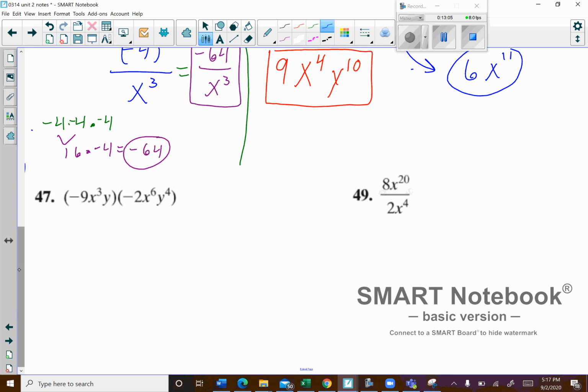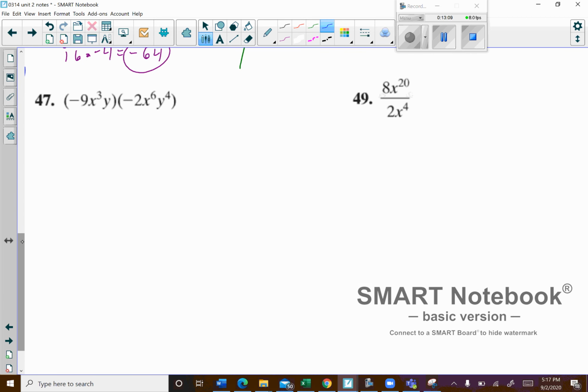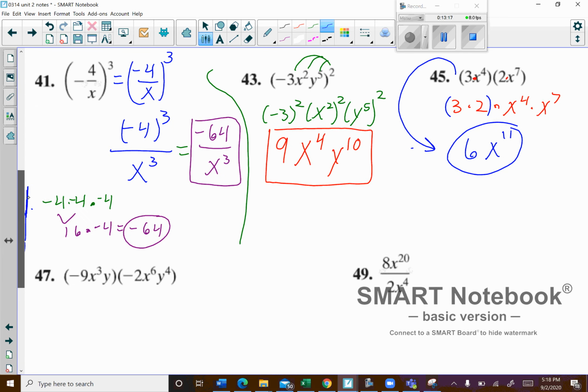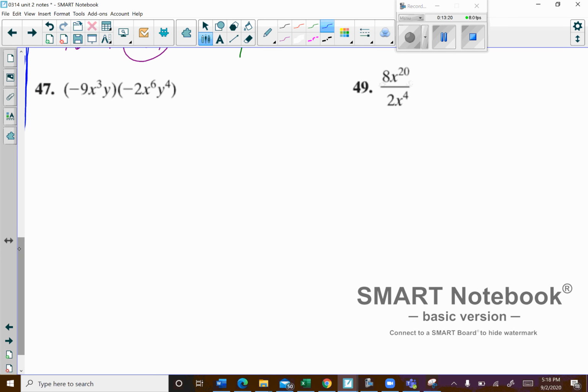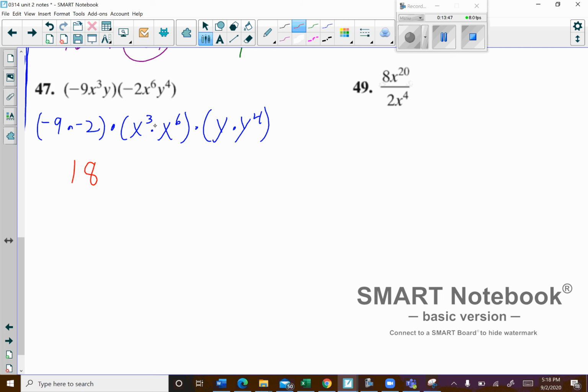Okay, our next one's pretty similar, except we just have more variables. We have an x and a y going on here. So, like I said, if you want to try the fast track way, that's fine. Go ahead and try it. I'm going to break it up again just to put it in smaller steps. So I'm going to put the negative 9 times negative 2 next to each other. And then I'm going to put the x to the third times x to the sixth next to each other. And then I'm going to put the y times y to the fourth next to each other. Negative 9 times negative 2, double negative, so that'll become positive 18. And then we're going to add exponents, so that'll be 9. And same thing here, that has an understood 1, so that'll be y to the fifth. So 18 x to the ninth y to the fifth.